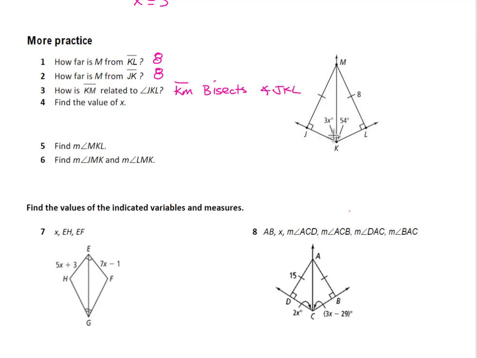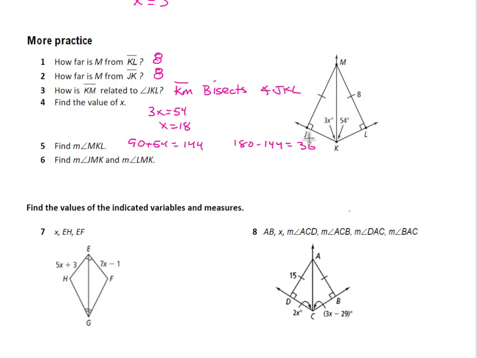Find the value of x. These two angles are congruent because the angle is bisected, and also because these two triangles are congruent by hypotenuse leg, and these are corresponding parts. So we can say 3x is equal to 54, divide by 3, x is equal to 18. Find the measure of MKL. M to K to L, we have a 90 and we have a 54. That adds up to 144. If we subtract that from 180, we get 36. So MKL must be 36 degrees.